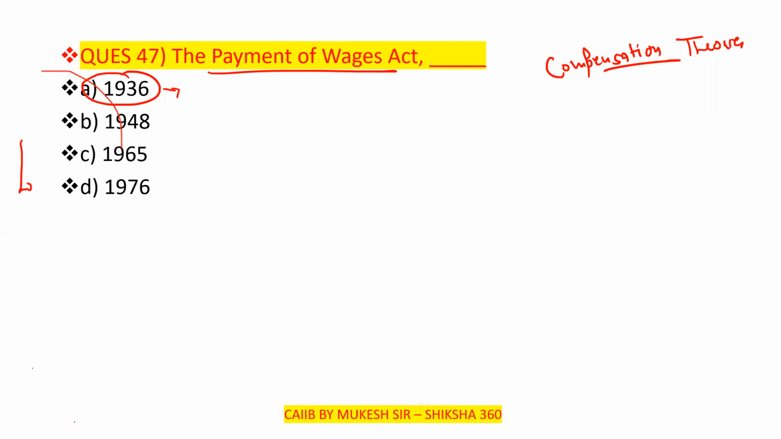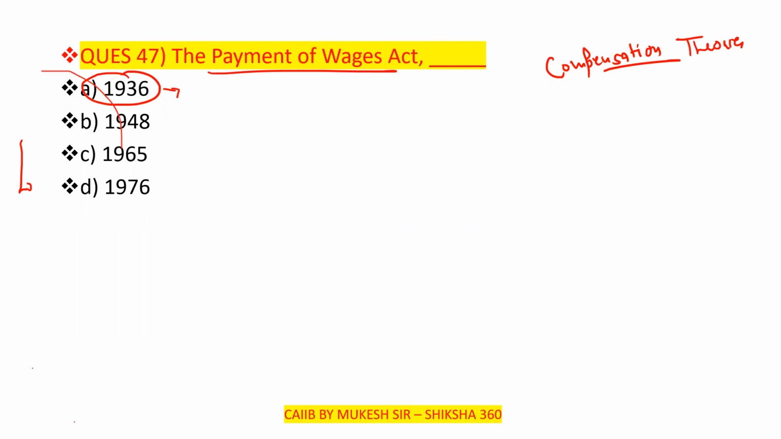Payment of Wages Act, basically it is 1936. After that, for doing any work, you will be getting the payment. But many cases arise where you will not get sufficient payment, or as per the work you will not get that much payment. So the next act is Minimum Wages.